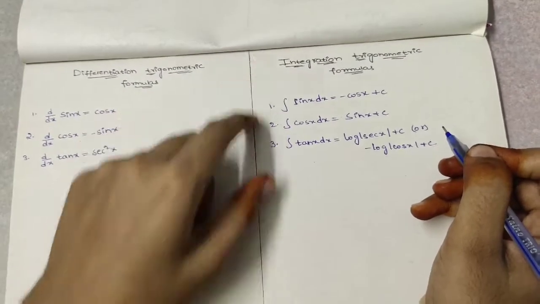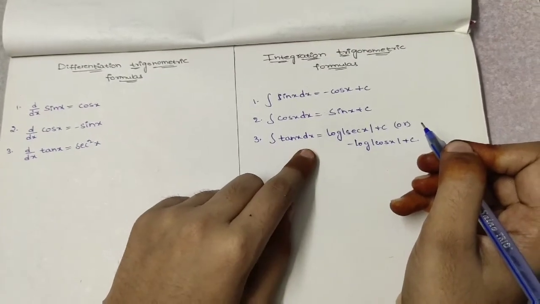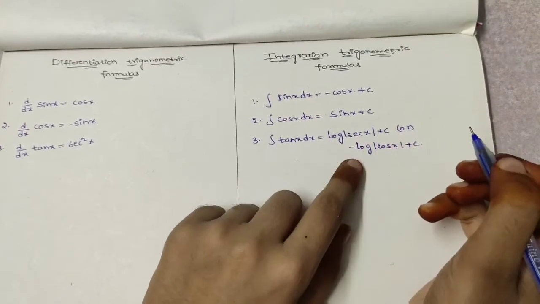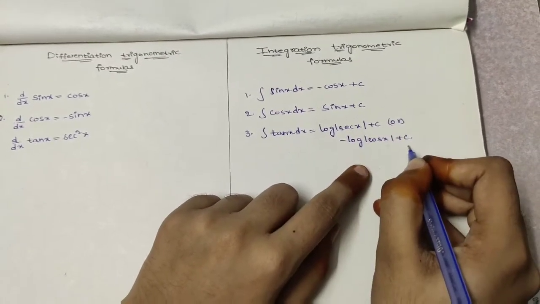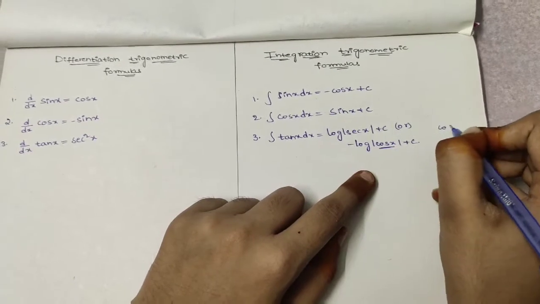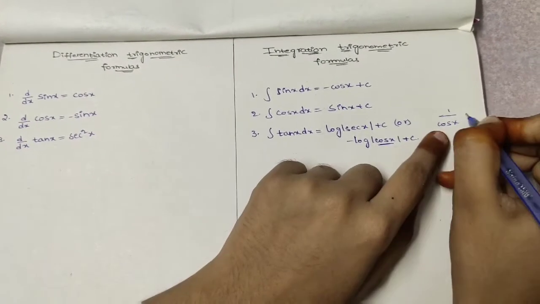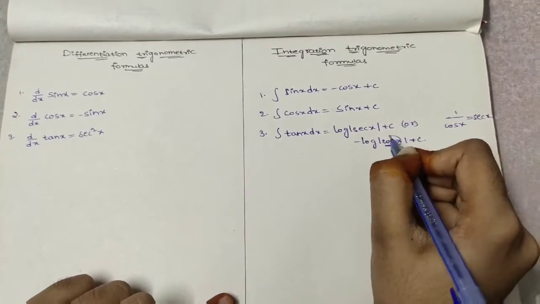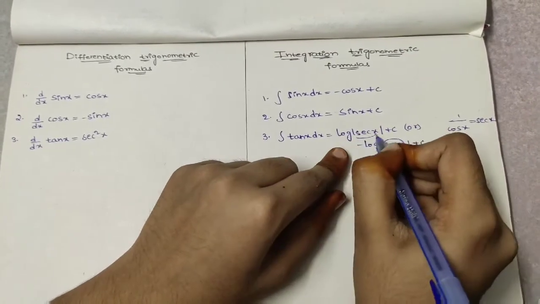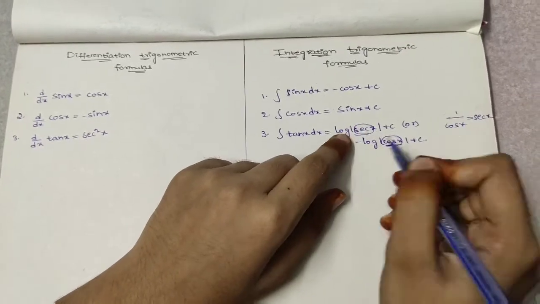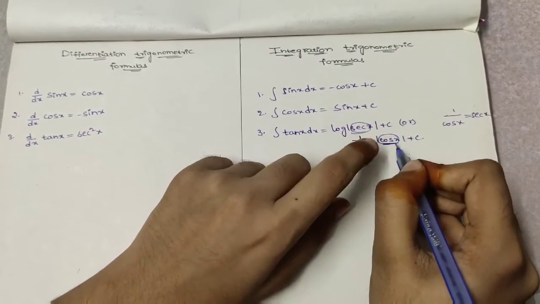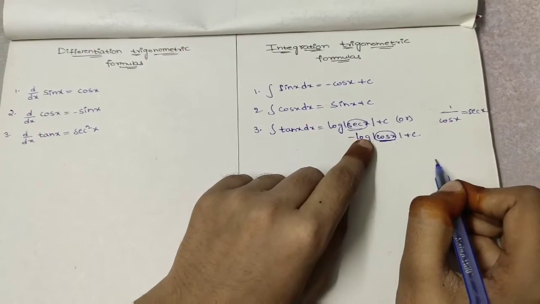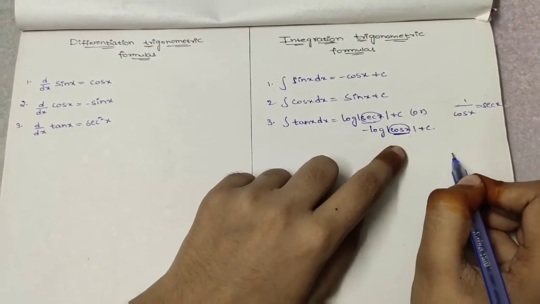Here in the integrations, if you integrate tan x dx, it is equal to log mod secant x plus c, or minus log mod cos x plus c. You know that the reciprocal of cos x is equal to secant x. If you know the cos x, you will definitely write the secant x formula. If you know one formula, you can easily write the other formula. So the integral of tan x dx is equal to log mod secant x plus c, or minus log mod cos x plus c.